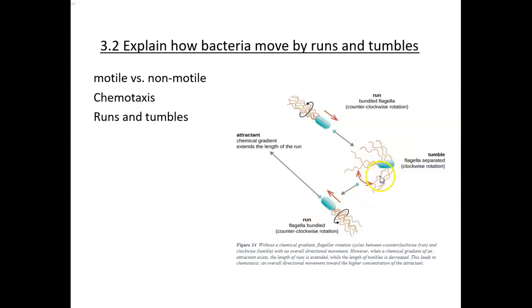Again, because it can't see. It can't just say, oh, I'm going to look over there, I can see there's food over there. It's just going to randomly move in another direction and see if the chemoreceptors detect food.